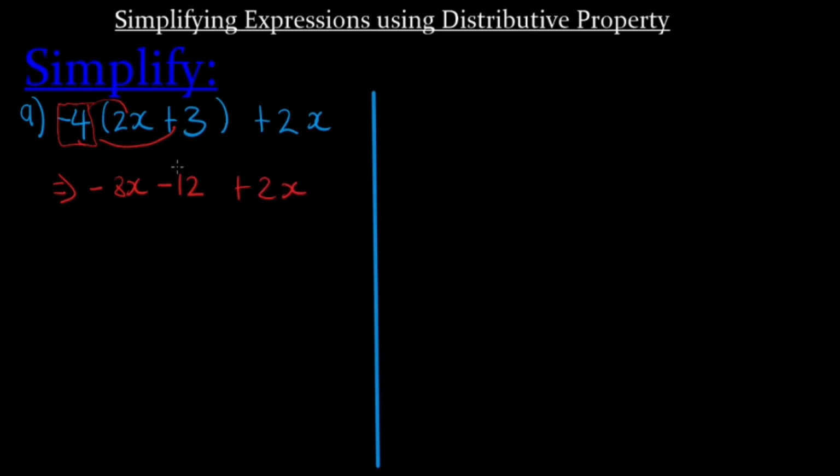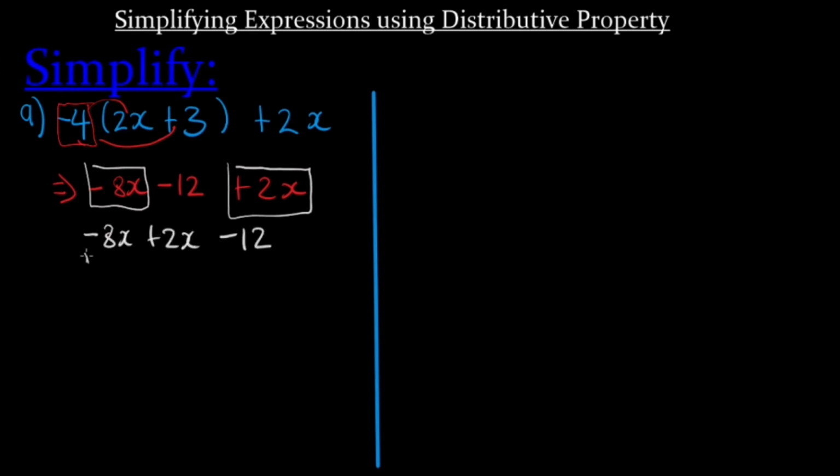Now we have gotten rid of the brackets, so now we need to simplify, and we simplify by grouping the like terms. So the like terms in this case are negative 8x and the positive 2x. So let's write them together, group them. And let's simplify. The negative 8 plus 2 gives us negative 6. We write back our variable, which is x, and we write back our unlike term, which is minus 12.